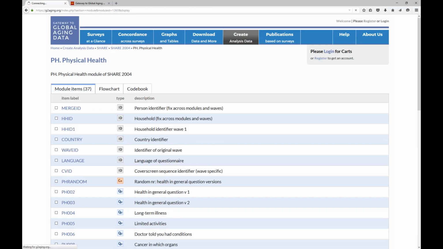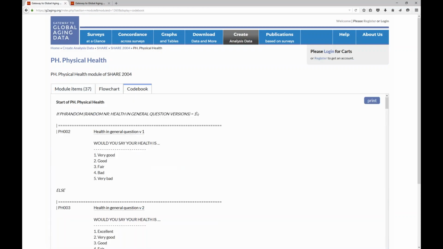So one is the codebook view. And if you're used to looking at survey data and going through a survey codebook, this is the view you're maybe most used to.